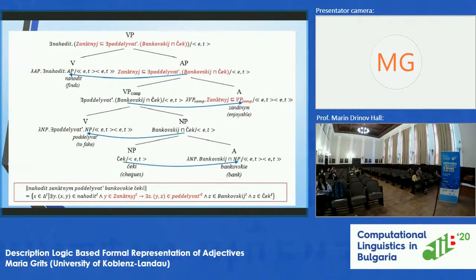Nevertheless, we haven't introduced an elementary type to refer to a domain of events, and we cannot do without it here because there is no such entity on the domain that could be characterized as enjoyable and produce fake bank checks at the same time.